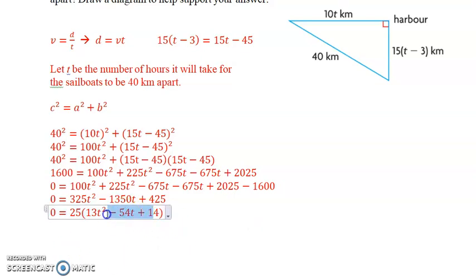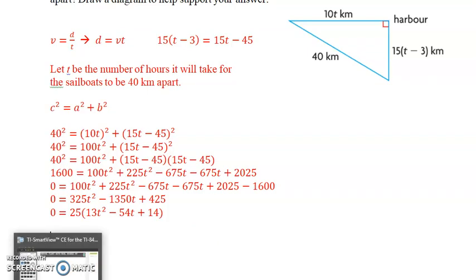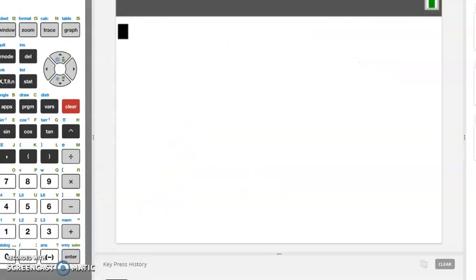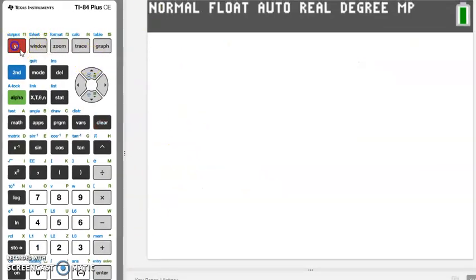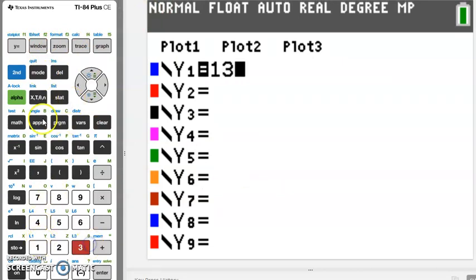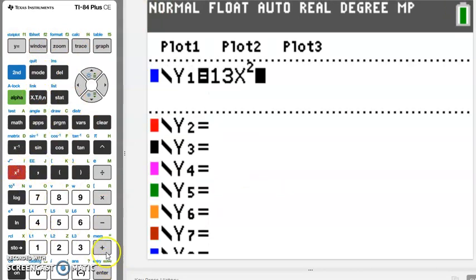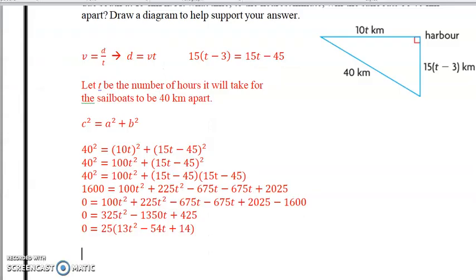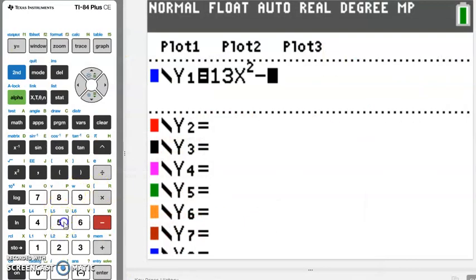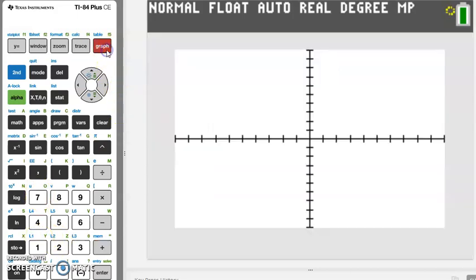This won't factor, it's the best you can do, but you could use the quadratic formula, or you could just graph it. What I'm going to do is graph it on the graphing calculator. I'll bring that up here for you. I'm going to put in y equals 13t squared, so we'll use x, 13x squared minus 54x plus 17. I'll graph it, and you can see where it's coming through here.